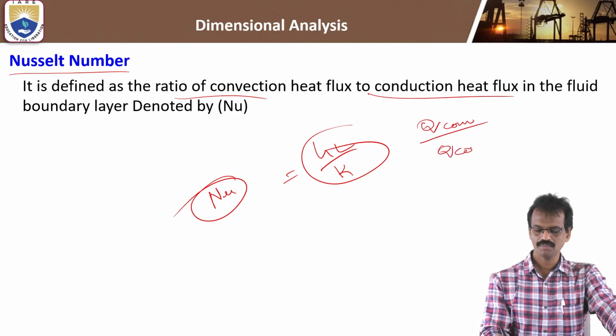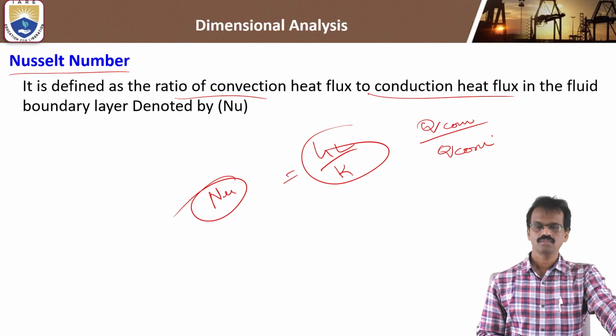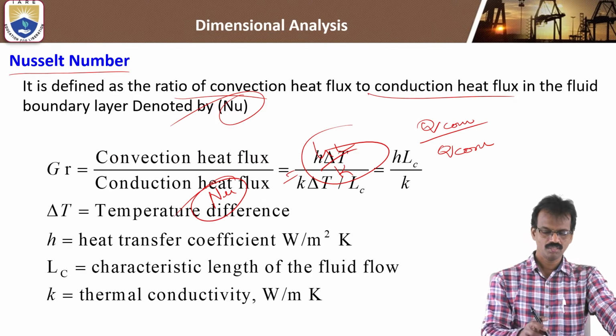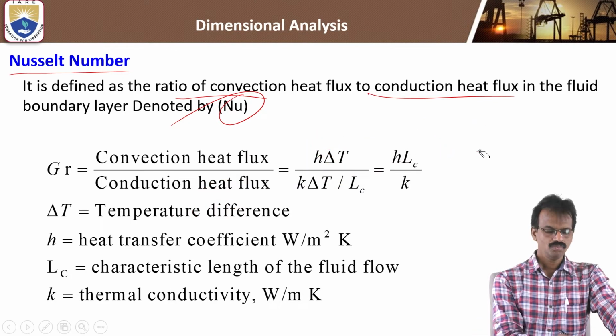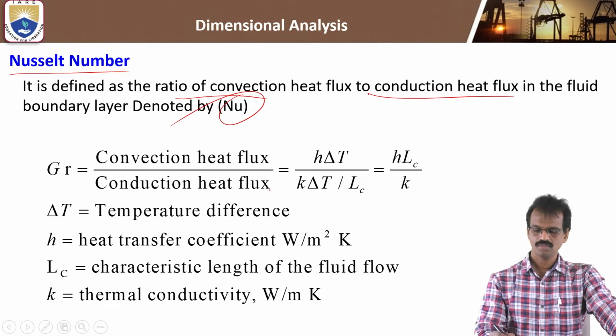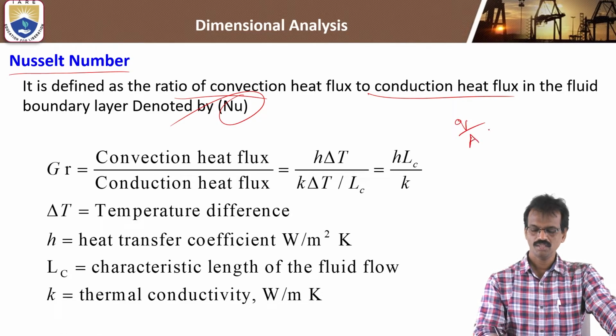So Nu is equal to the convection heat flux by the conduction heat flux. It means Q by A for convection is equal to h into delta T.